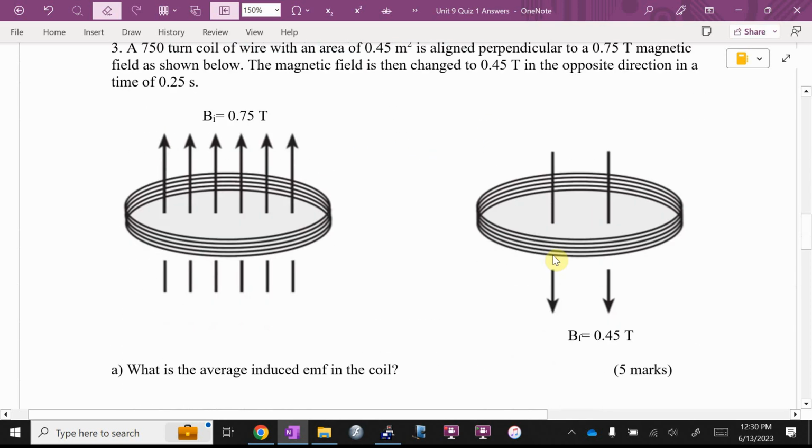Ooh, 5 marks. This one is more challenging. We have a change in direction. I chose to let the final be negative and the initial be positive. You could also do the other way around. So this answer, I would have to accept either a positive or a negative answer because my choice, Arian, of positive or negative is completely arbitrary.